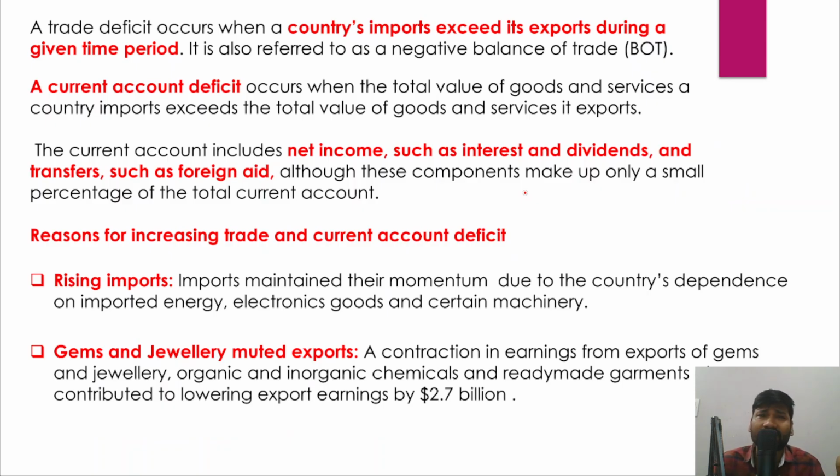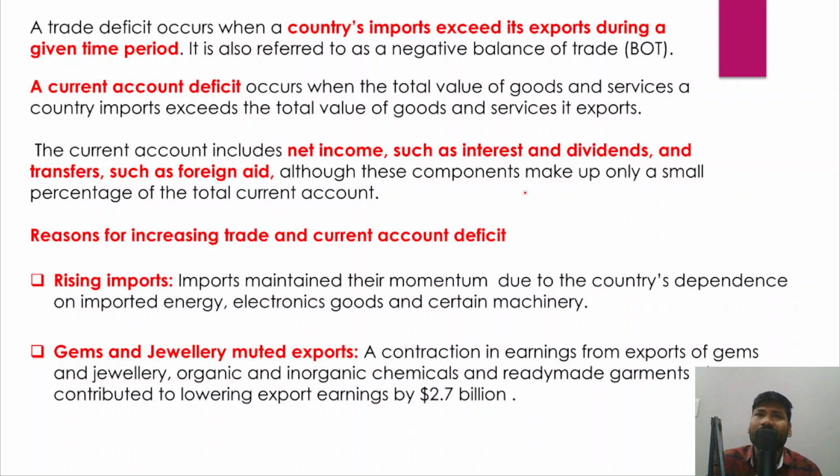So as the question is being asked, first you need to briefly define what constitutes trade deficit as well as the current account deficit. Now, a trade deficit essentially occurs when a country's imports exceed its exports during a particular period of time, right? So how much a country has been importing and how much a country has been exporting, the difference between that is known as a trade deficit.